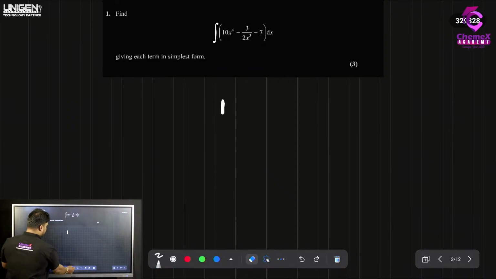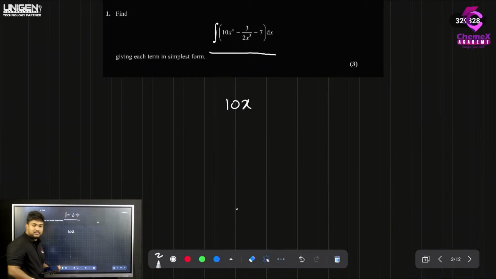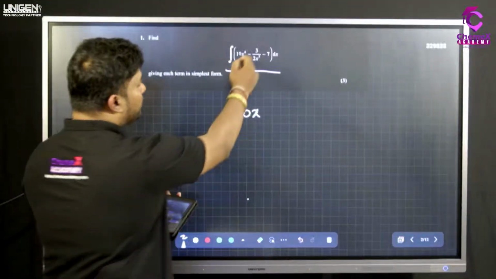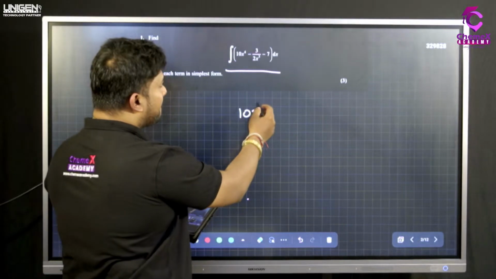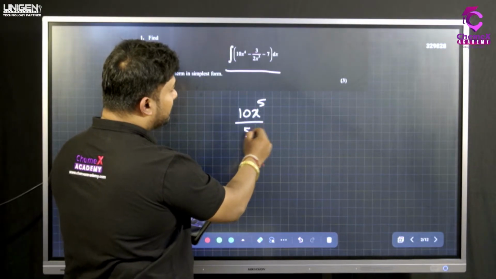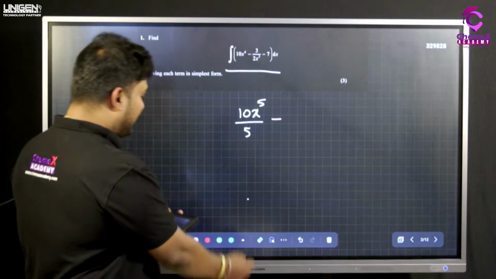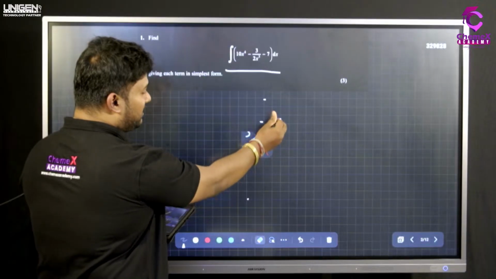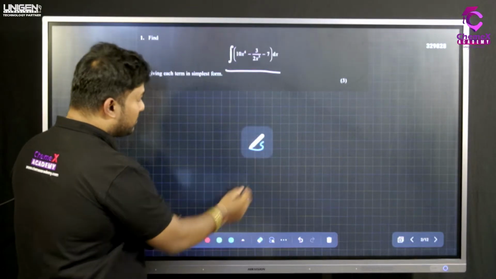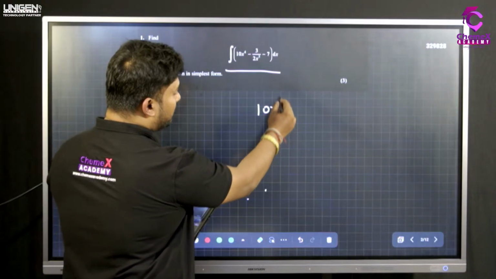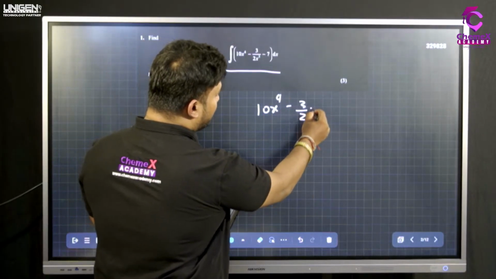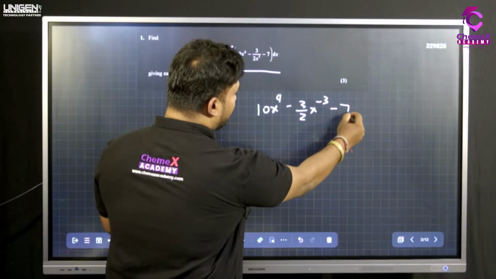So how do you do this question? When you have an integration question like this, it's 10 to the power x, you add 1 to the power. So 4 plus 1 becomes what? 5, divided by 5. Minus, what do you do here? Before integrating, you need to first make it linear. So how do you linearize this? 10x to the power 4 minus 3 over 2 x to the power minus 3 minus 7.